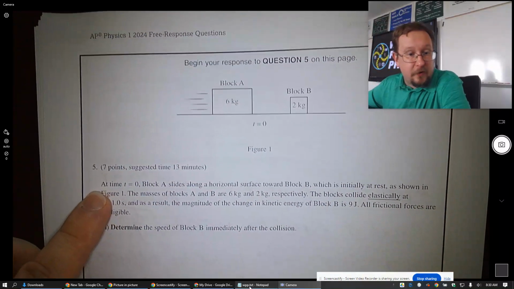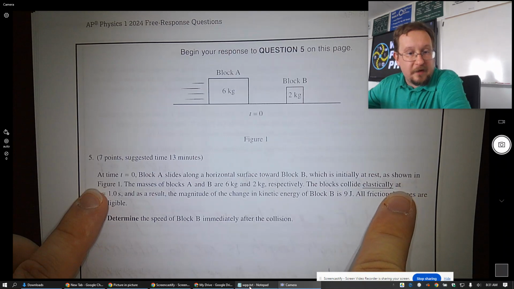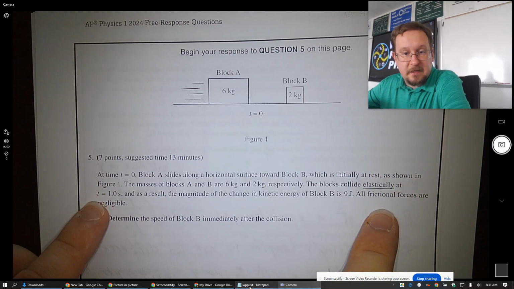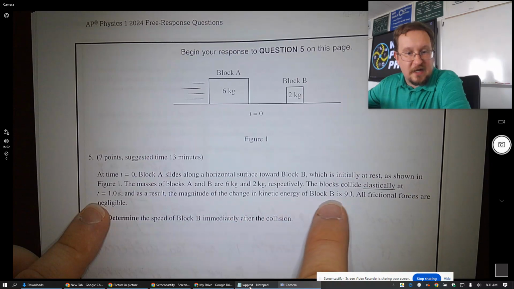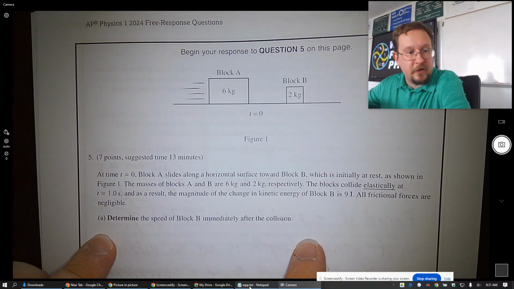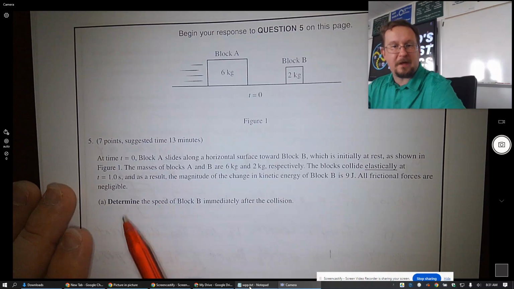All right. Let's see. At time 0, block A slides along a horizontal surface toward block B. The masses of blocks A and B are 6 and 2 and 6. The blocks collide elastically. And as a result, the magnitude of the change in kinetic energy of block B is 9 joules. Determine the speed of block B. I don't think determine now means what it used to mean.